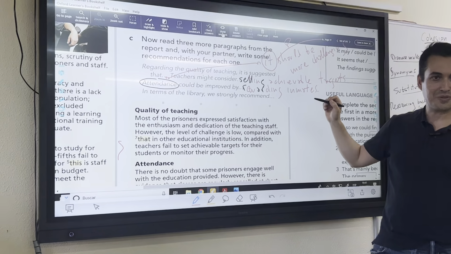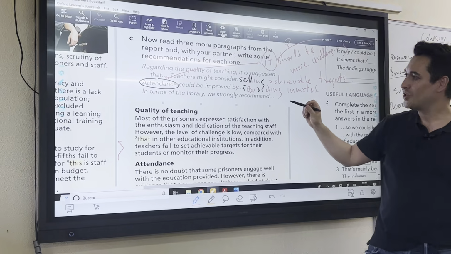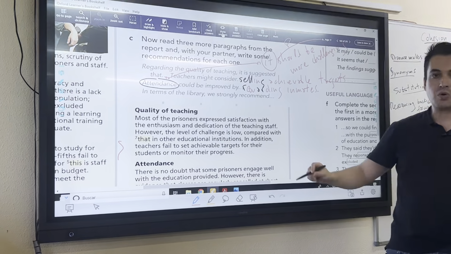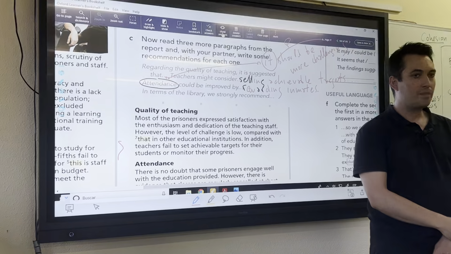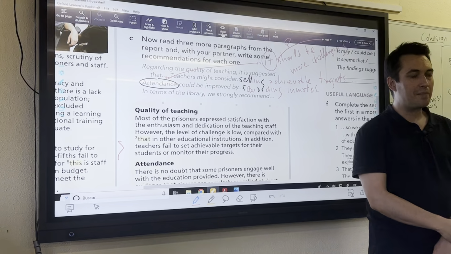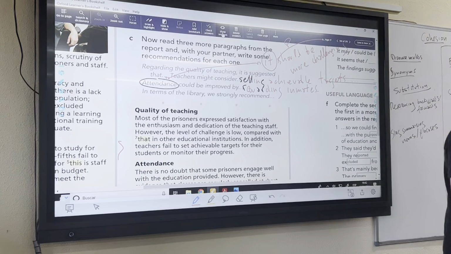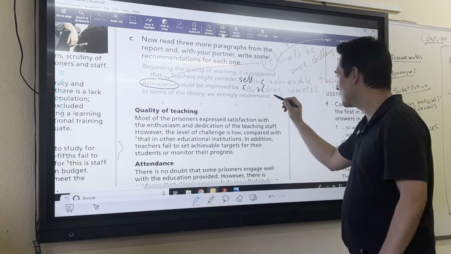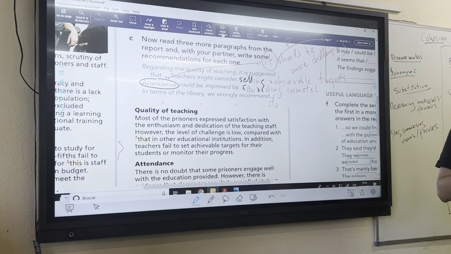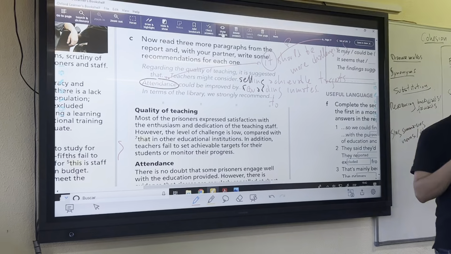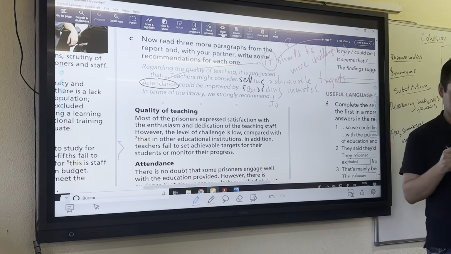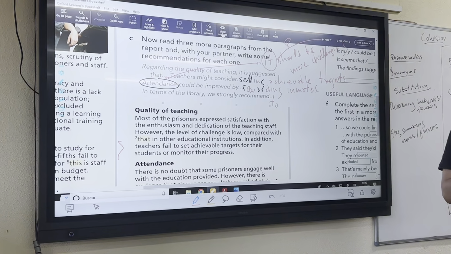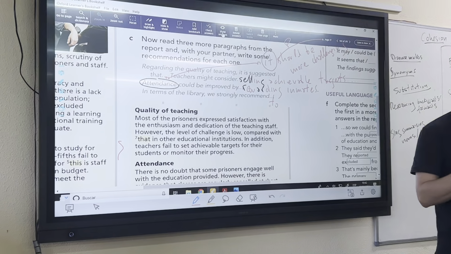Any comment, Pedro, that you have in mind? So far, so good. In terms of the library, we strongly recommend, back to Manuel and Maria. Infinitive with to. Yes. We recommend to increase the amount of computers and digital resources. To increase the amount of computers. Okay. To purchase more computers, for example. Yeah. And digital resources.